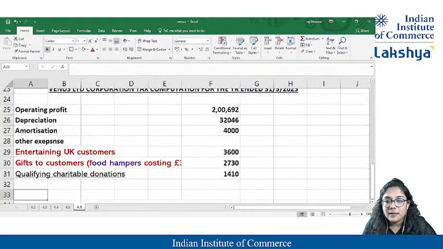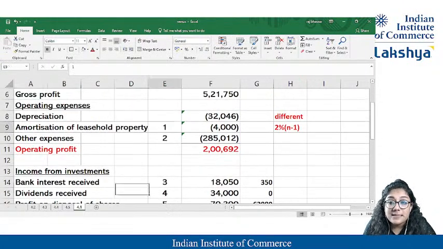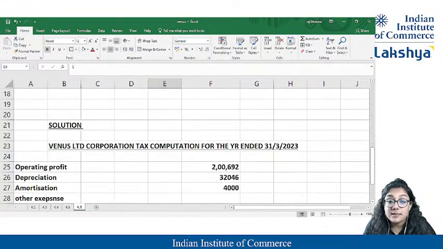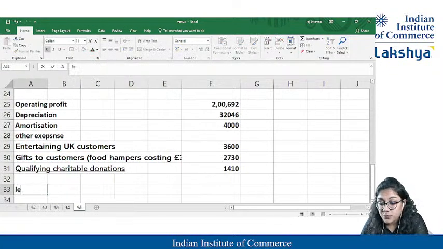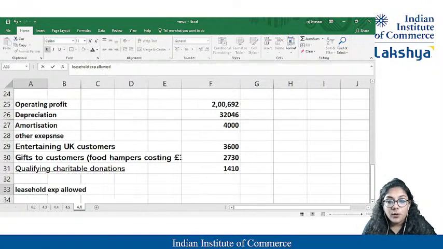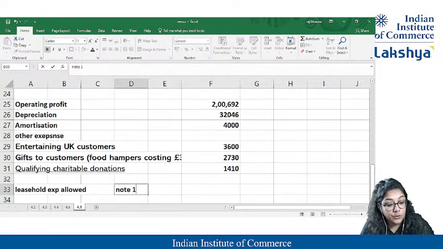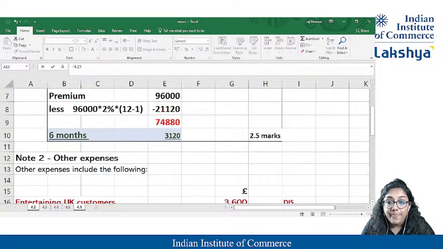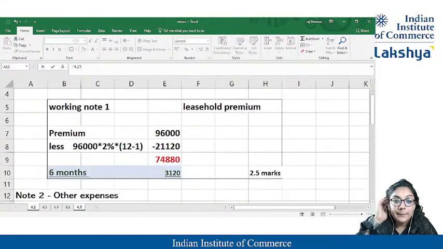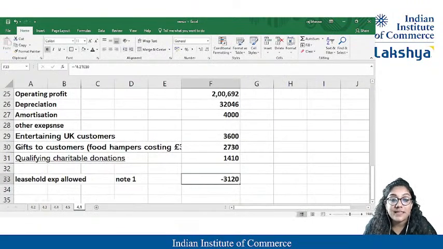Ma'am, now let's figure out what they have given on leases. We calculated some amount that was actually allowed. What was the leases amount which is actually allowed? Leasehold expense allowed. You remember on note 1 we calculated. Note 1 amount you are getting, then 2% of that amount. Ma'am, 3,120 was the expenditure. So this is an allowable expenditure.